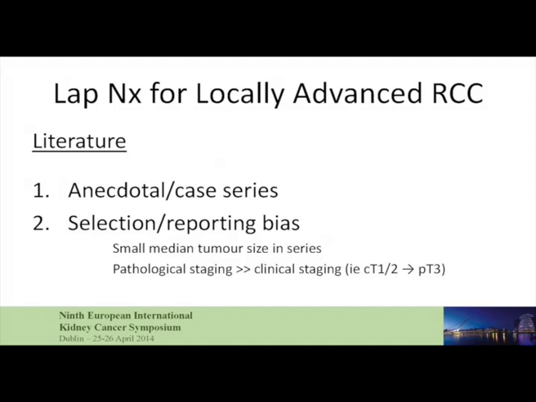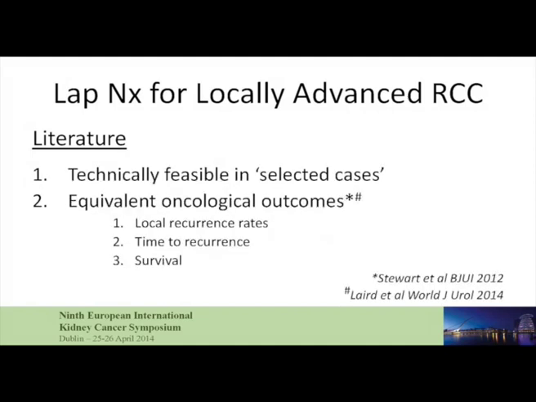A further feature is that the case series are largely bolstered by pathological upstaging, where the patient is found to have a pT3 tumour, but clinically it began as a T1, T2 tumour. And so that does create a feature of the literature. Nevertheless, there have been analyses of these series, and I'd commend the excellent publication by Grant Stewart and colleagues from Scotland, who have the largest series relating to this particular topic. And clearly, based on their fairly extensive experience, it's technically feasible. And I'd highlight, in selected cases, and precisely the selection process is what is debated.